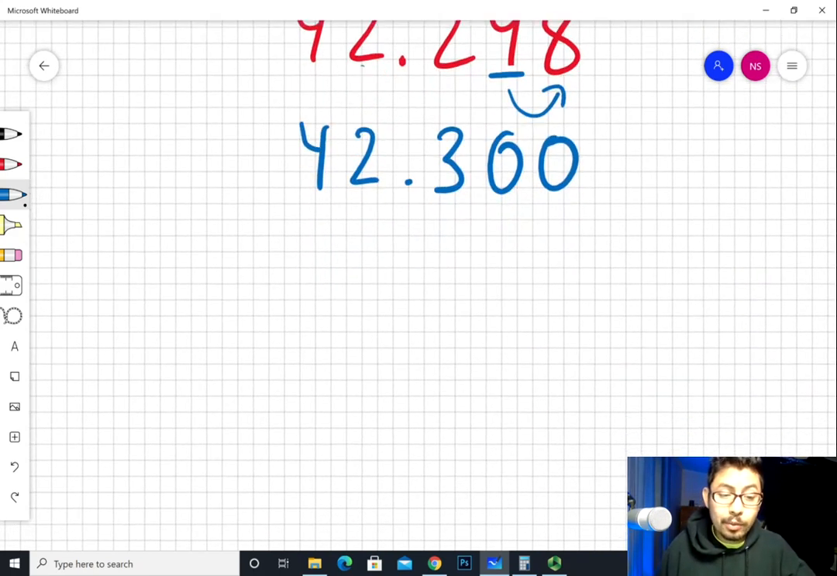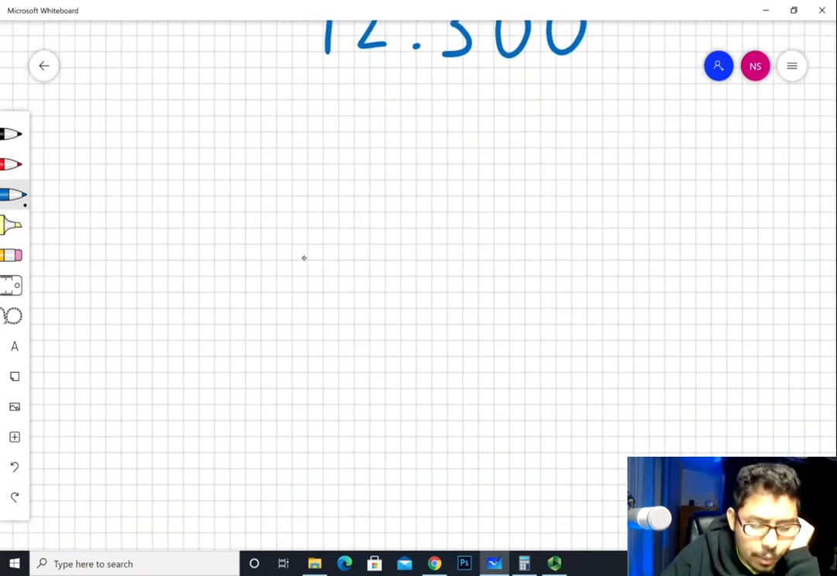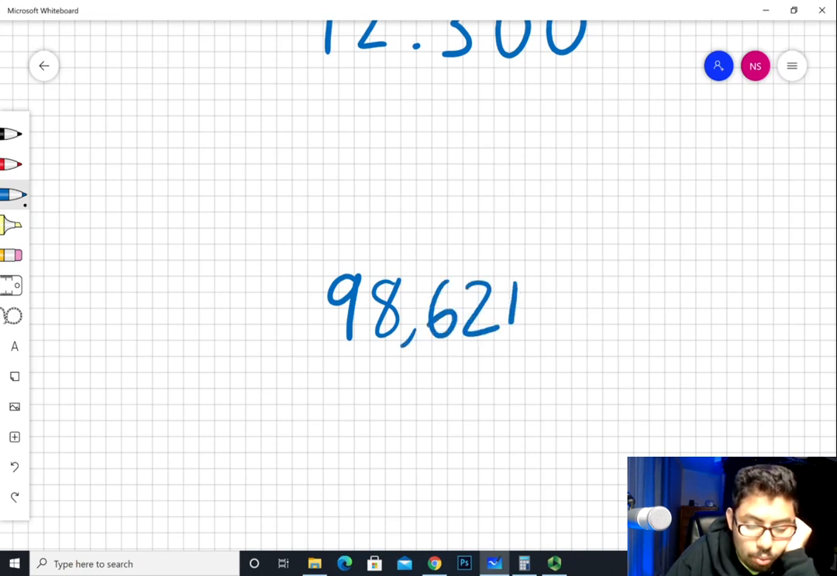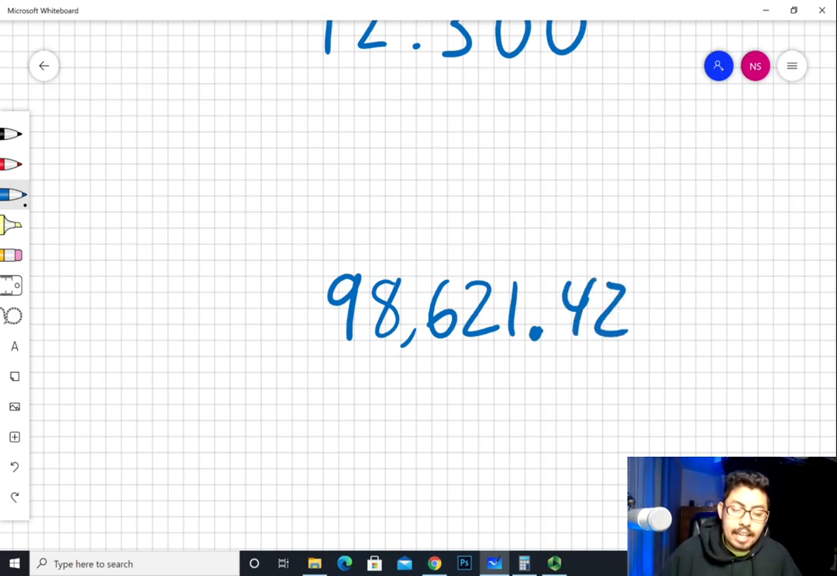One last trick, which still involves the 9. Let's say we're given 98,621.42. Doesn't matter. Let's round 98,621.42 to the nearest 10,000s. Where's the 10,000 spot? The 10,000 spot is the 9 right there.